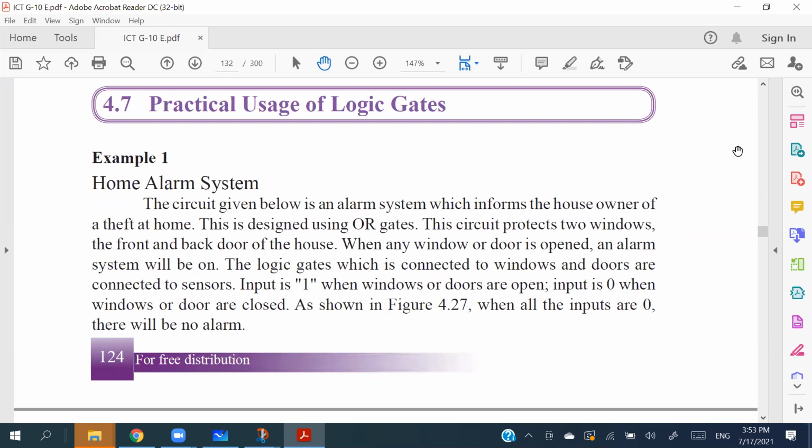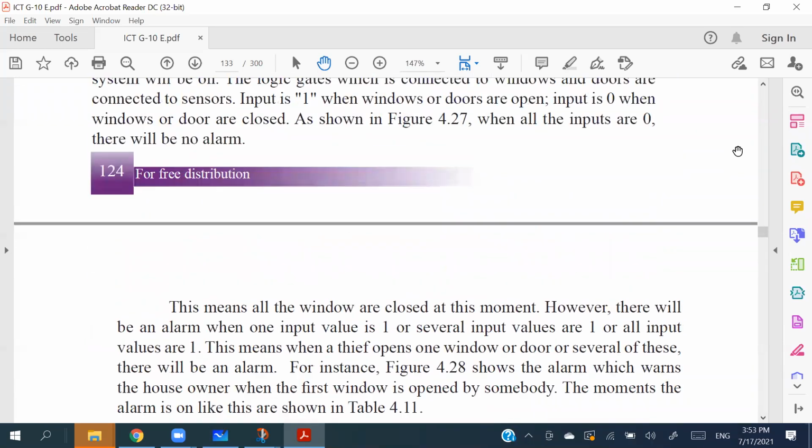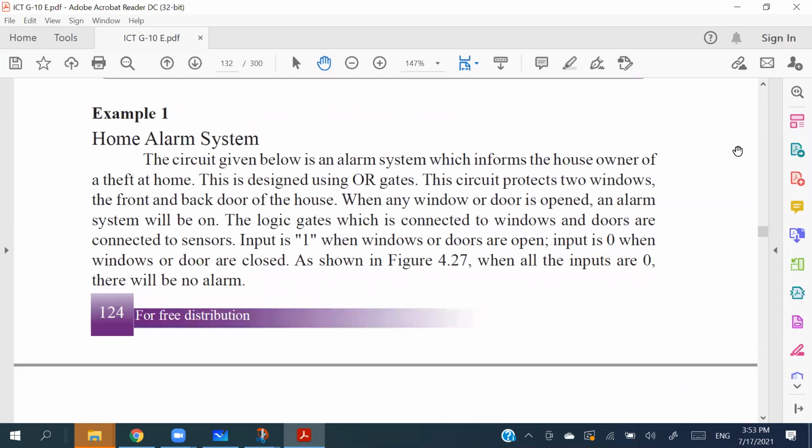So look at example number one. They are talking about the home alarm system. They have described it as: the circuit given below is an alarm system which informs house owners of theft at home. This is designed using OR gates. The circuit protects two windows and the front and back doors of the house.